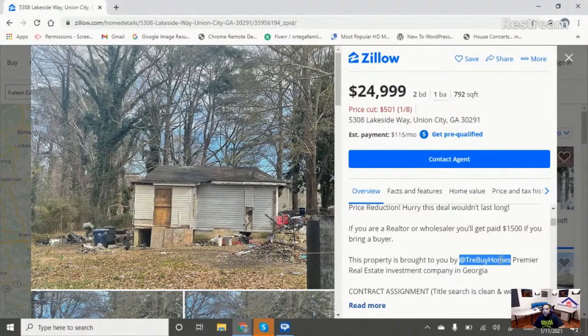So Trey buys house. Shout out to you, Trey. This is the giveaway right here. We have a few things that kind of bring out that it is a wholesaler. First of all, he mentions wholesalers. Second of all, contract assignment. That's wholesaling language.